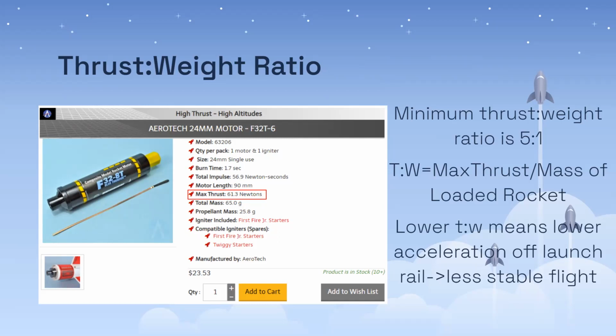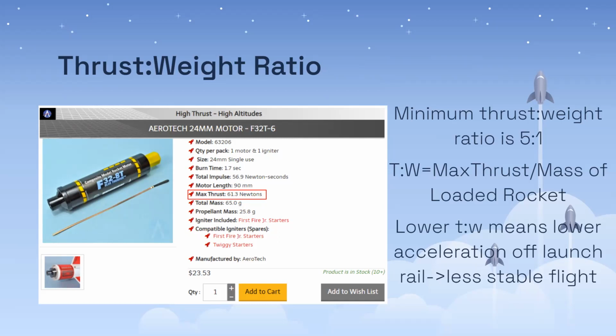So that means that the maximum thrust of the motor that you're choosing over the mass of the loaded rocket should be at least 5:1. That's a minimum safety standard. Once you get lower than that, then if there's wind or any other flight instability, your rocket does have the chance of having not very good things happen to it.